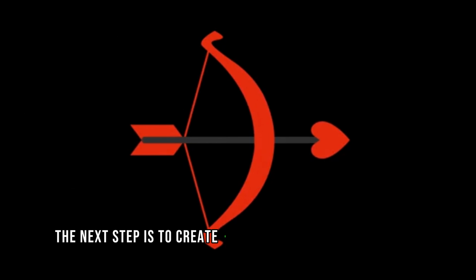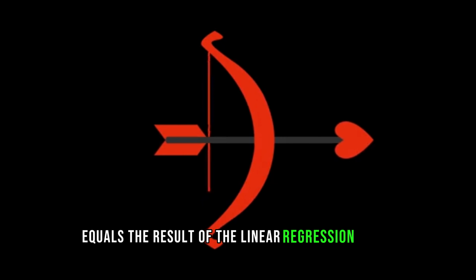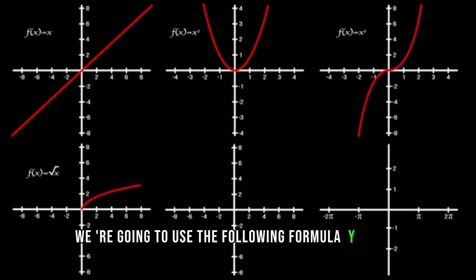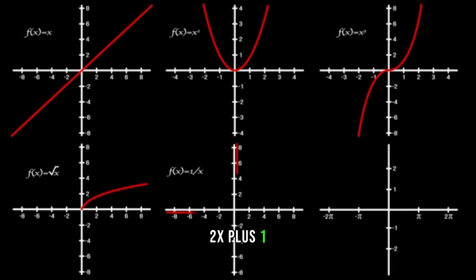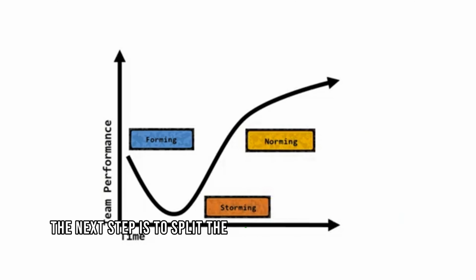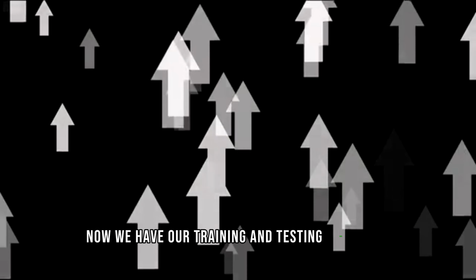The next step is to create a target variable called y that equals the result of the linear regression model. To do that, we're going to use the following formula: y equals 2x plus 1. Now we have our input data and our target data. The next step is to split the data into training and testing sets. Now we have our training and testing data split.